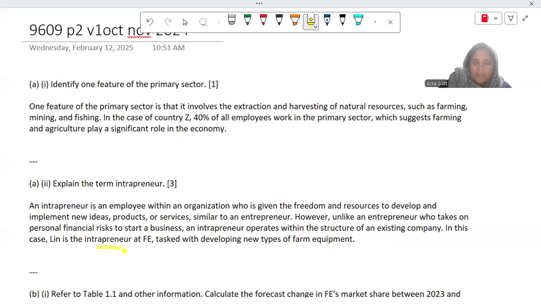As you can see, I just take the information from the case. So this is my application. In this case, Lynn is an entrepreneur at FE, tasked with developing new types of farm equipment.